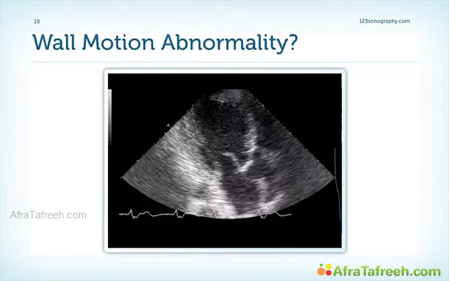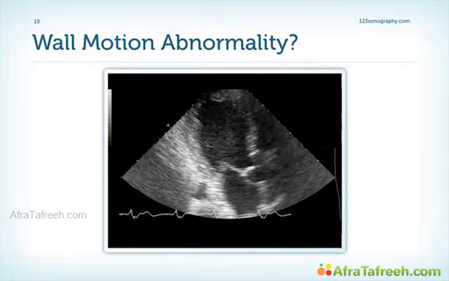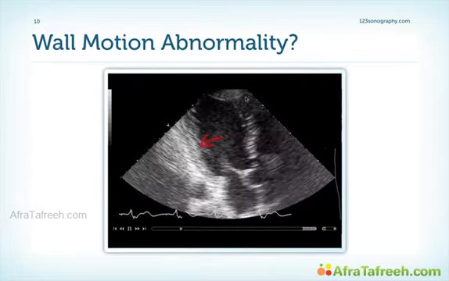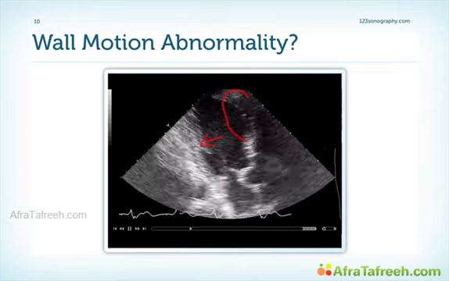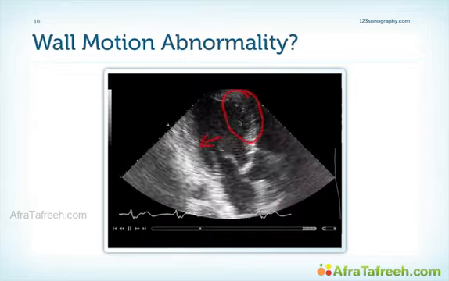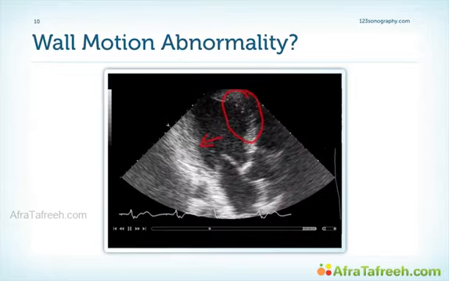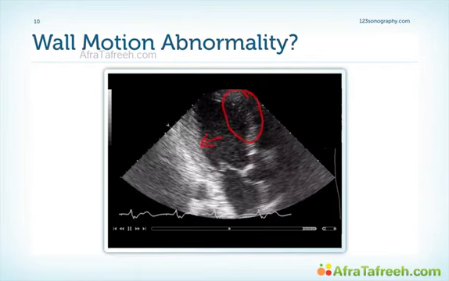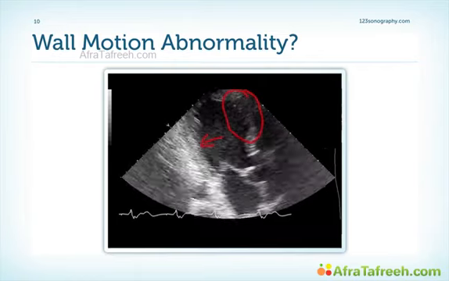And this is also true for the posterior wall. You see, the basal and mid portions of the posterior lateral wall don't appear to contract as much as the anterior septum. So the question is, does the patient have ischemic cardiomyopathy or dilated cardiomyopathy?